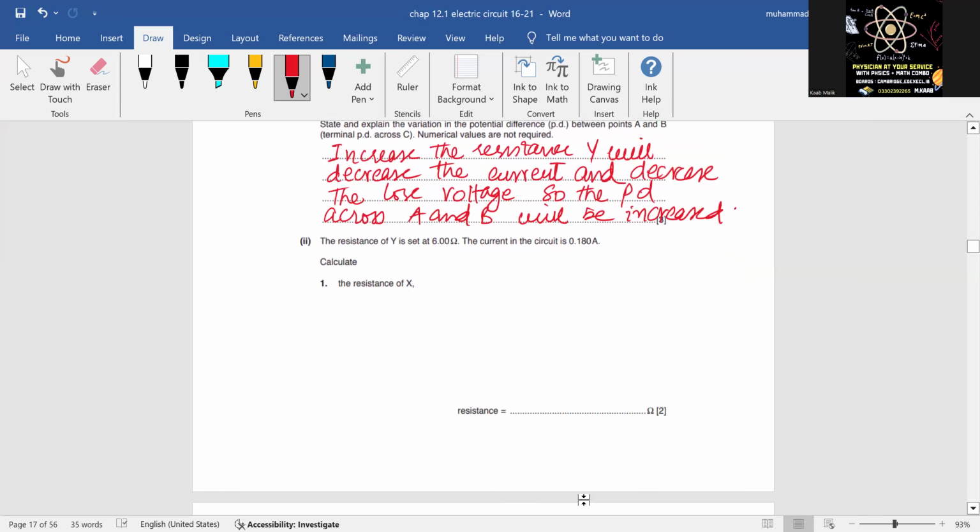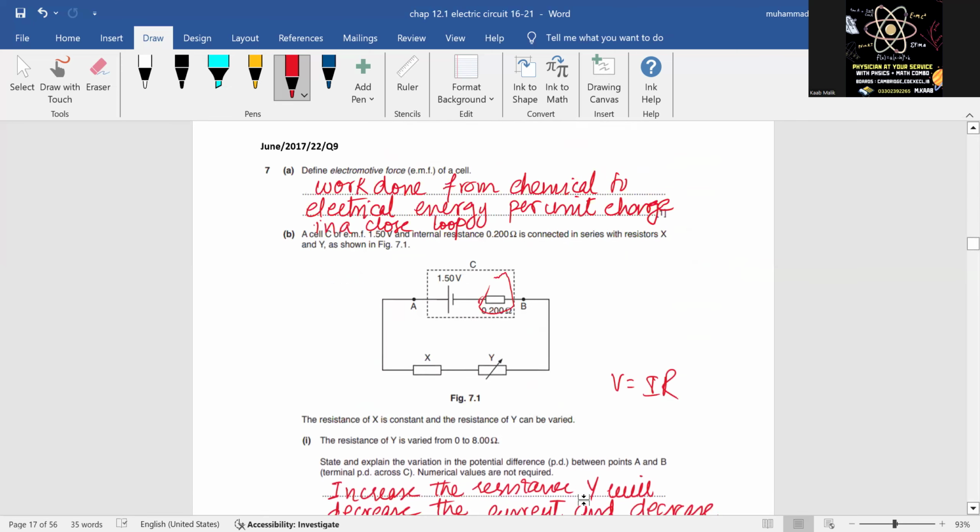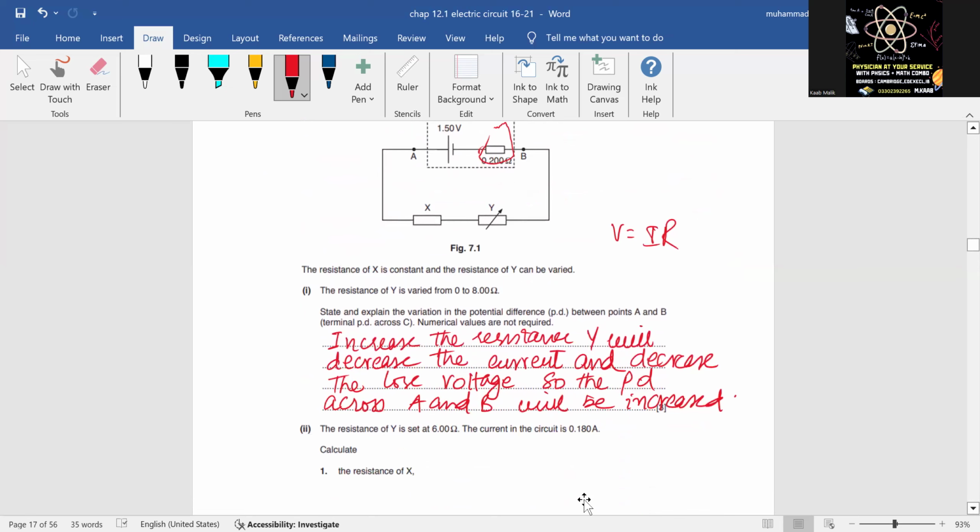The resistance of Y is set at 6 ohms. The current in the circuit is 0.1 amps. Calculate the resistance of X. Okay. Resistance of X. Yes, what do you do? This is a simple series circuit. R equals V over I. So what do you consider R as? The X? What will be your R?